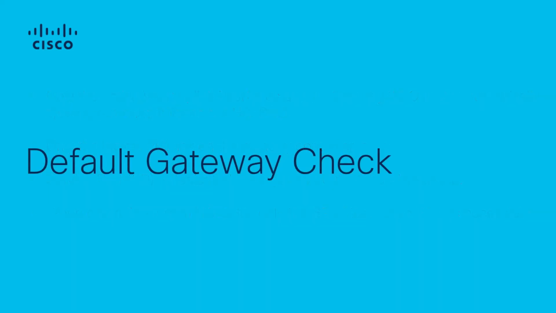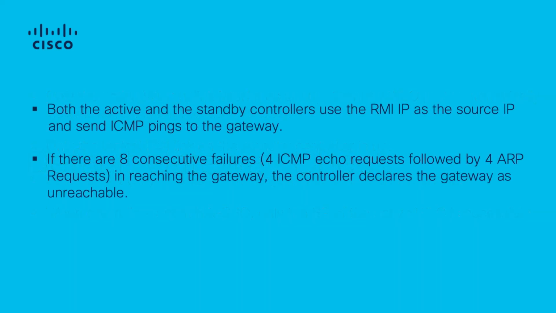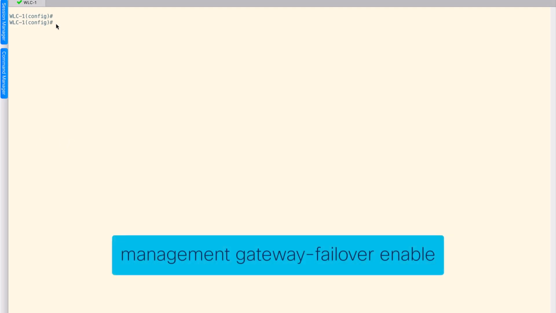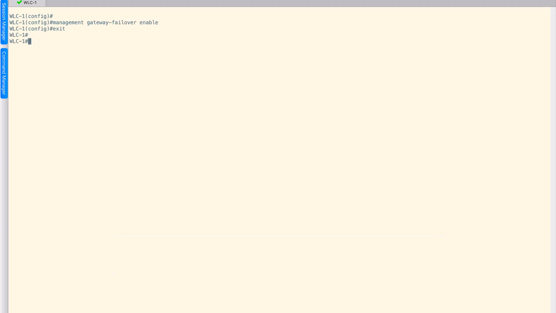Default gateway check: both the active and the standby controllers use the RMI IP as the source IP and send ICMP pings to the gateway. If there are 8 consecutive failures in reaching the gateway, the controller declares the gateway as unreachable. To enable default gateway check, use the command management gateway-failover enable under global config mode. Ensure the default gateway IP is configured. To verify if the gateway check is enabled, use the command show redundancy states.